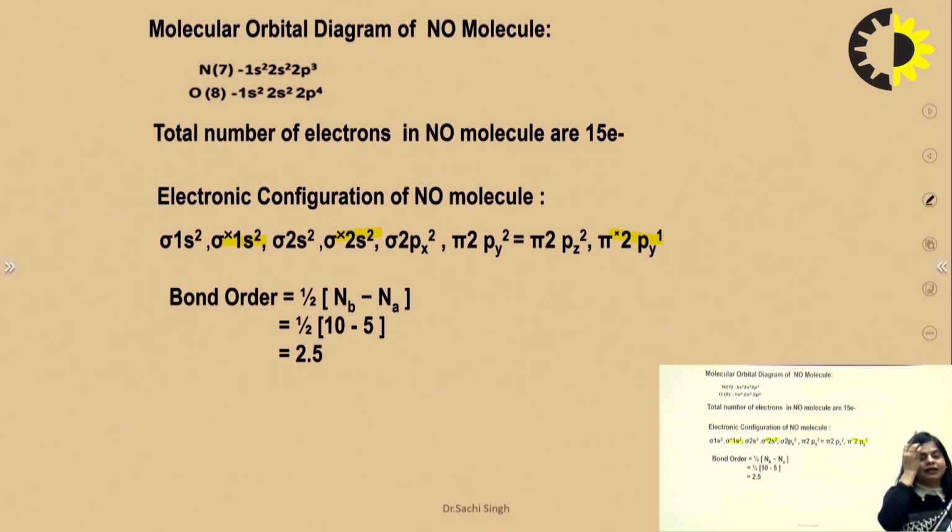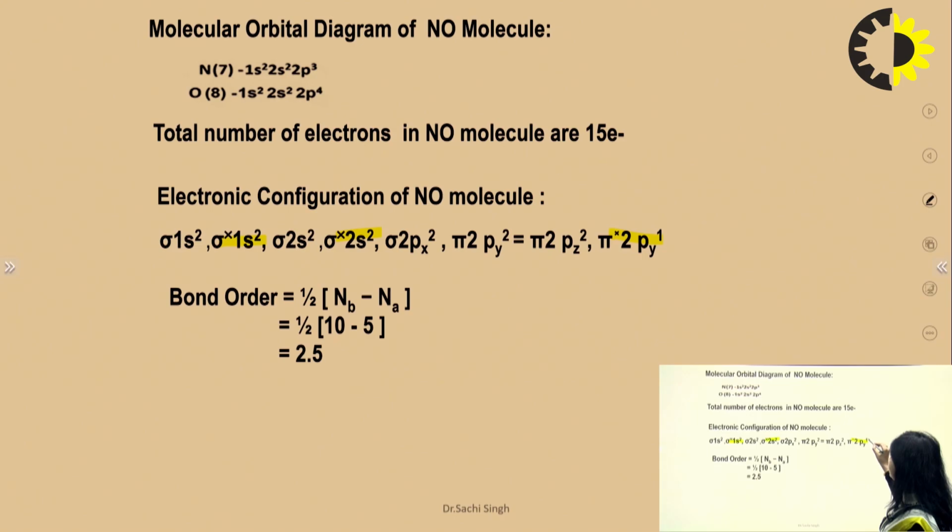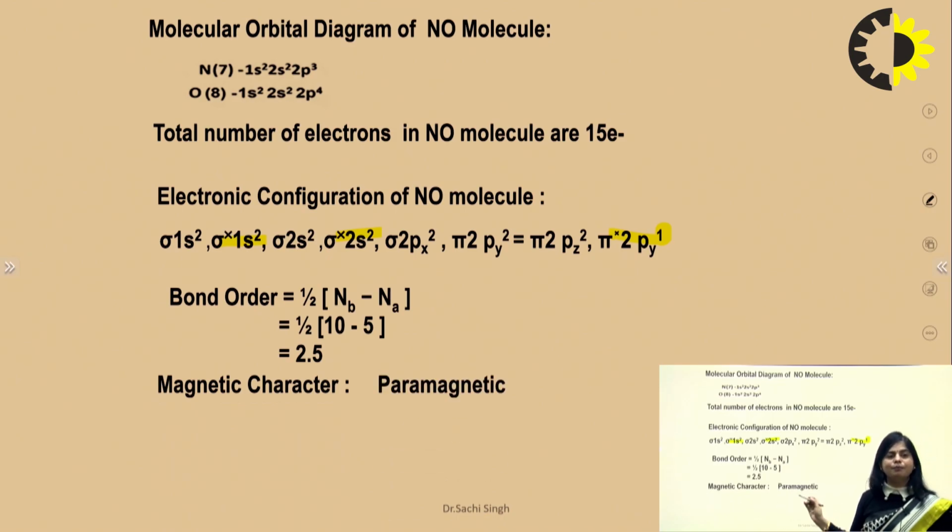And the magnetic character, how do we find it? That depends upon the outer orbital electrons, whether they are paired or unpaired. Suppose here the outer orbital electron is 1, so that is unpaired. That's why its magnetic character is paramagnetic in nature. So this is the configuration, bond order and magnetic character.